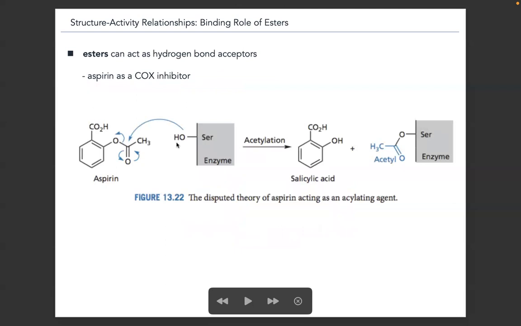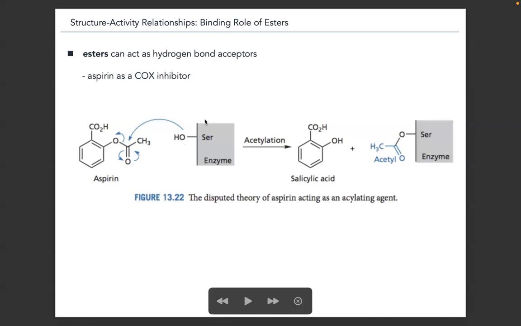Yeah. So why do these things matter, right? I think this is a really good example. It is still highly debated what exactly aspirin is doing in terms of acting as a COX inhibitor. And here's the proposed mechanism, which I think right now is generally accepted. But the idea is that the way it performs its inhibition is through functioning as an acylating agent for the COX enzyme.